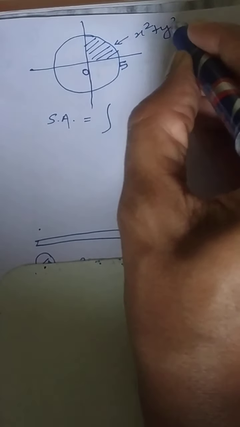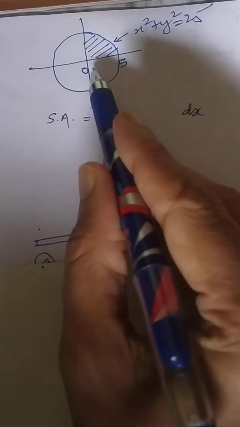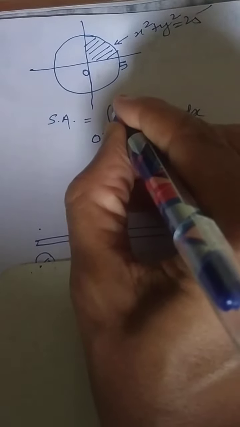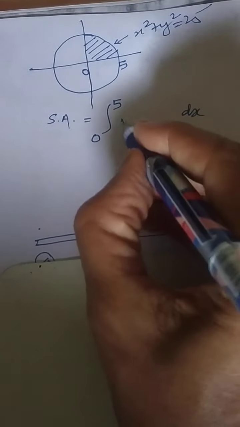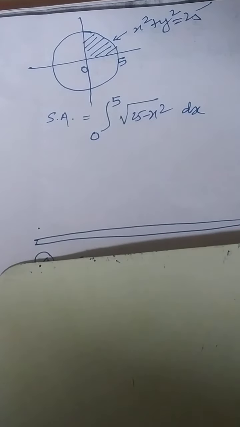And the equation of this curve, I am just calling it the curve every time, is x square plus y square equal to 25. Now, the area is bounded with the x-axis, yes, dx. Over here I should write 0 to 5. The y of this function is nothing but root under 25 minus x square. If you simplify this, you will get the required answer.